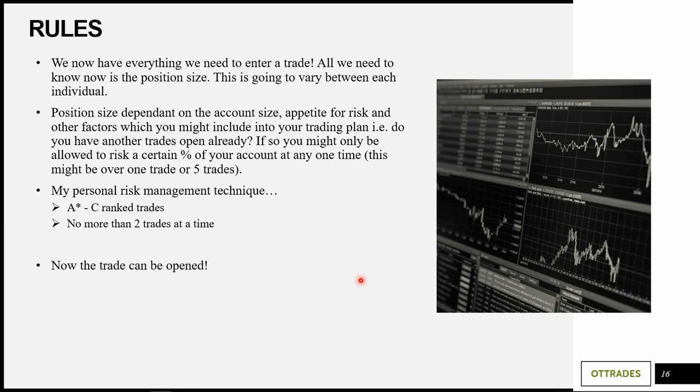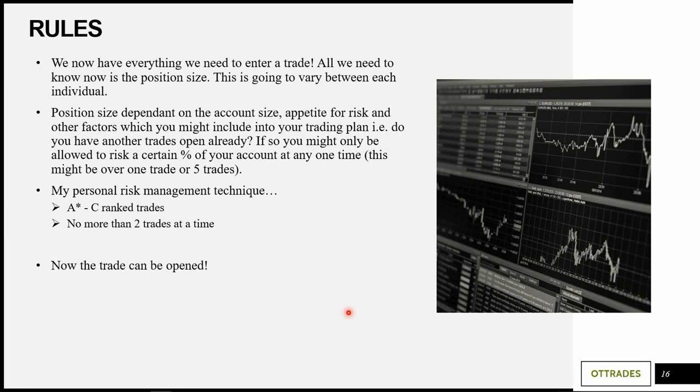So you might say in your plan you're only allowed to trade a certain way. So it says here, my personal risk management techniques: no more than two trades at a time. So I can't open more than two trades at any one time. Say the maximum I can risk on a trade is 2%. If I've got two trades open, both risking 2%, that's 4% of my entire account at risk at one time.